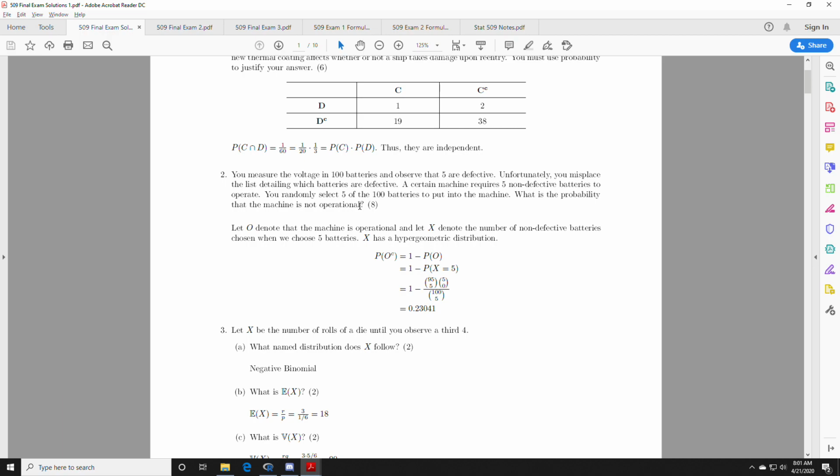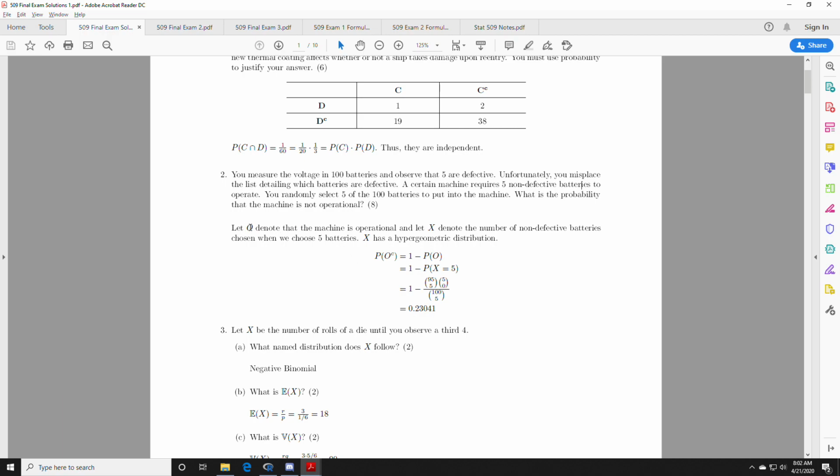However, if we remember the complement rule, there's only one way for the machine to be operational. That is that we get 5 non-defective batteries. There's only one way that we can choose 5 batteries and have all of them be non-defective. Each one has to be non-defective. So that can only happen one way, and thus that should be an easy probability to calculate. From the complement rule, we can calculate that probability and subtract it from 1.